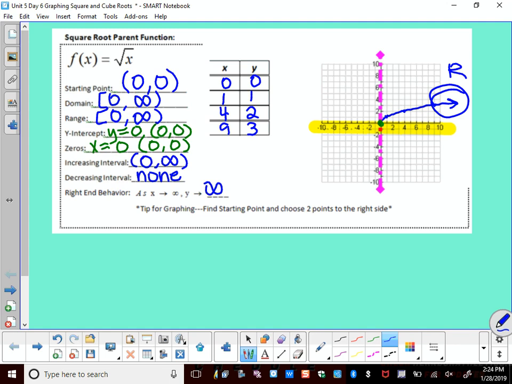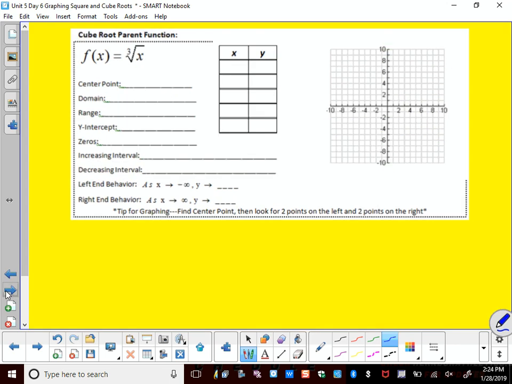Any questions on square root parent functions? Our square root parent functions look like eyebrows, kind of. Okay, keep that in mind. That's what the graph looks like.